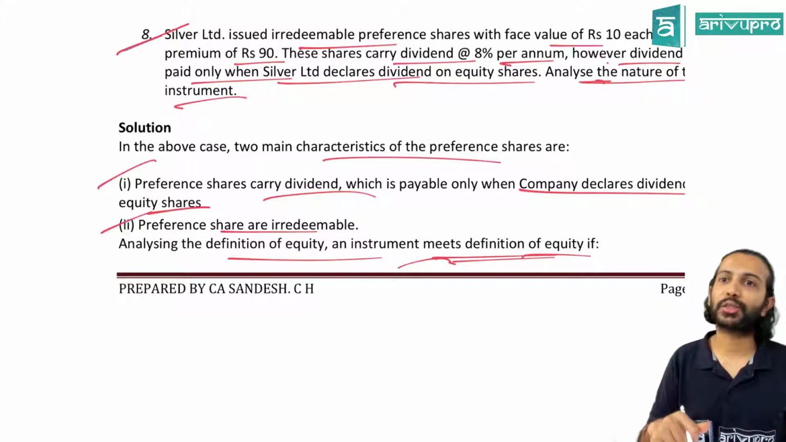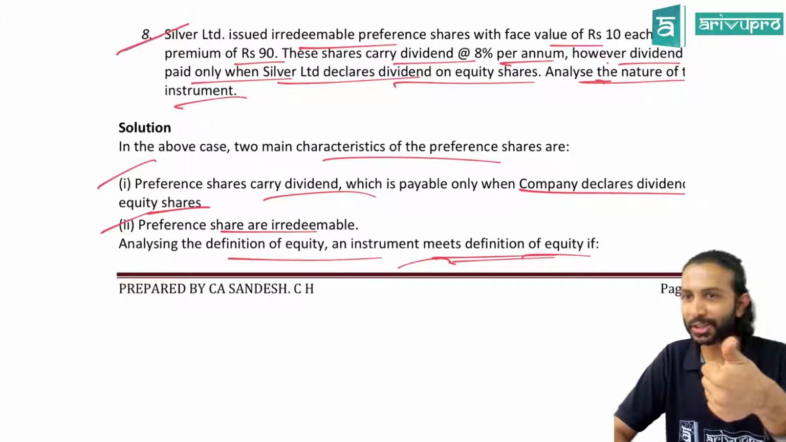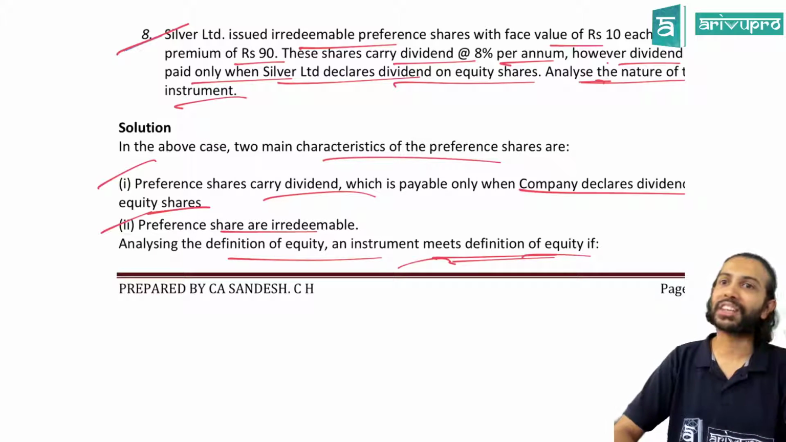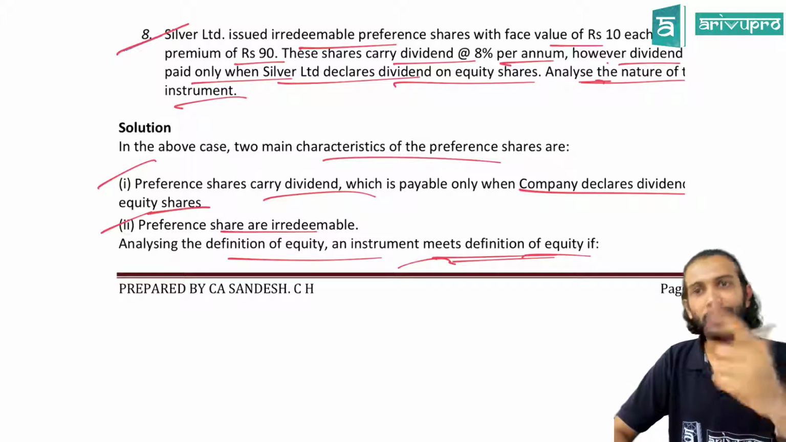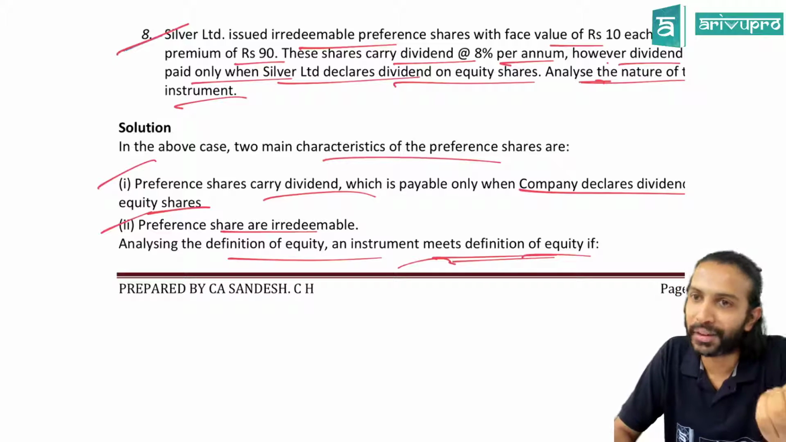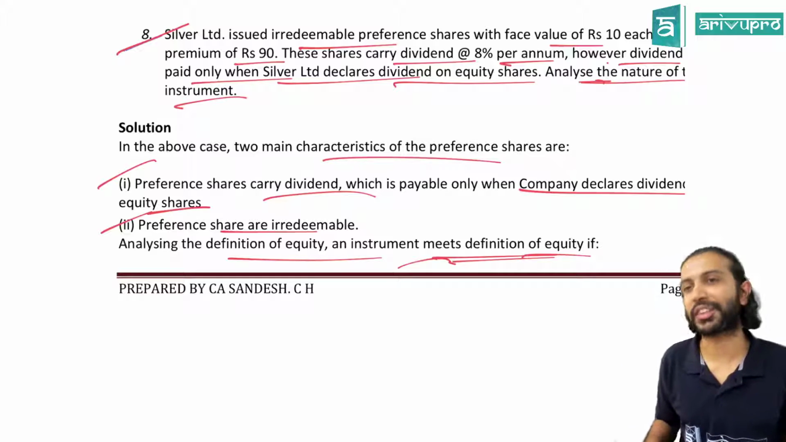Then it has features of both equity and financial liability, because you have an obligation to pay a dividend every year, 8%. Correct or no? That means it has features of financial liability. But the face value of capital you need not repay. That means it has features of equity. Such instruments we call compound financial instruments.